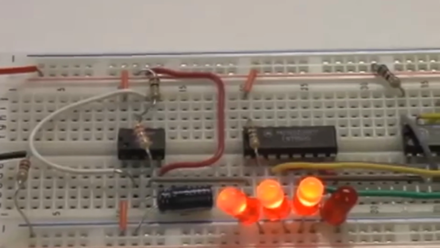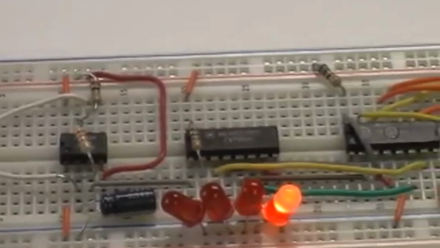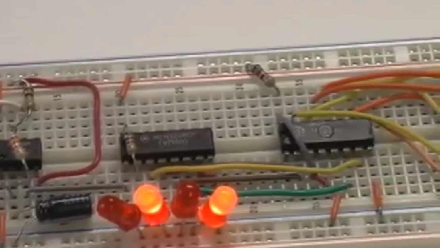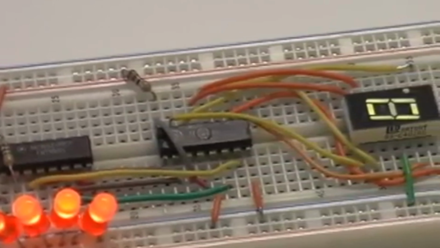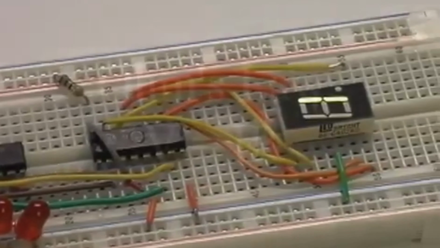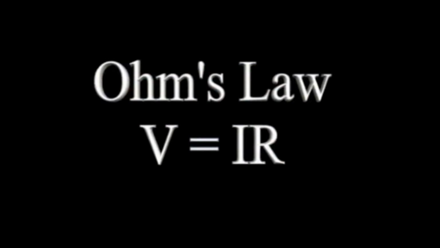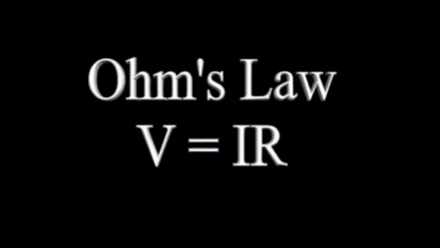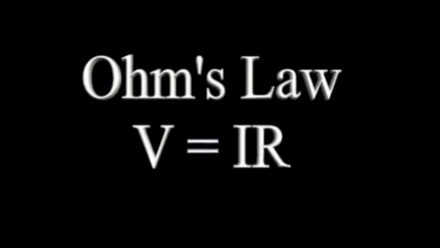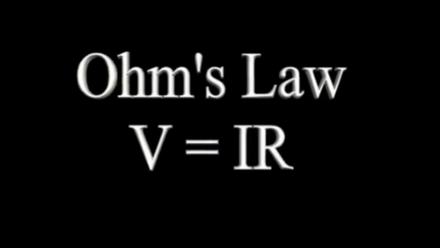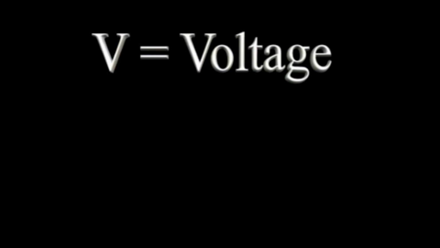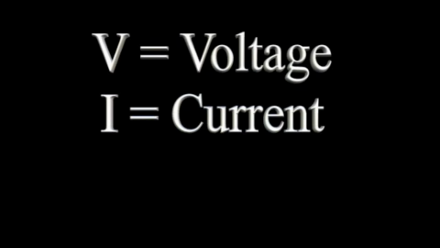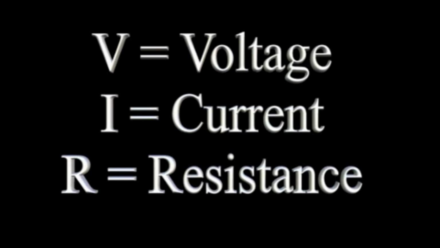If you are planning a career or starting a hobby that requires a knowledge of electronics, one of the first and most important concepts you should learn is Ohm's law. Ohm's law is commonly expressed as V equals I times R, V equals IR. This is a simple equation that shows how current, voltage, and resistance are related. V represents voltage, I represents current, and R represents resistance.